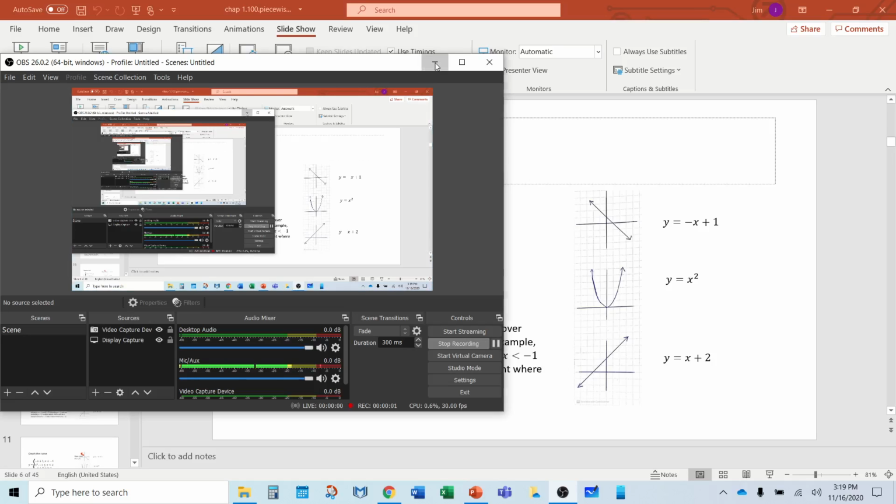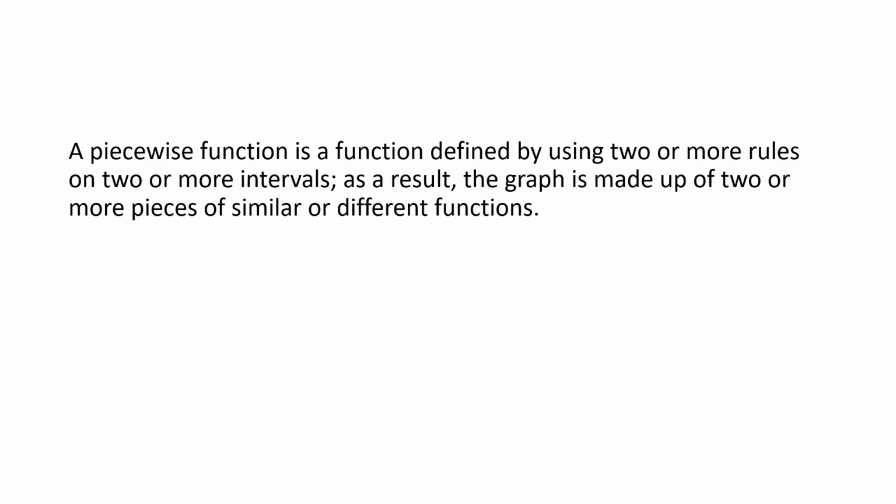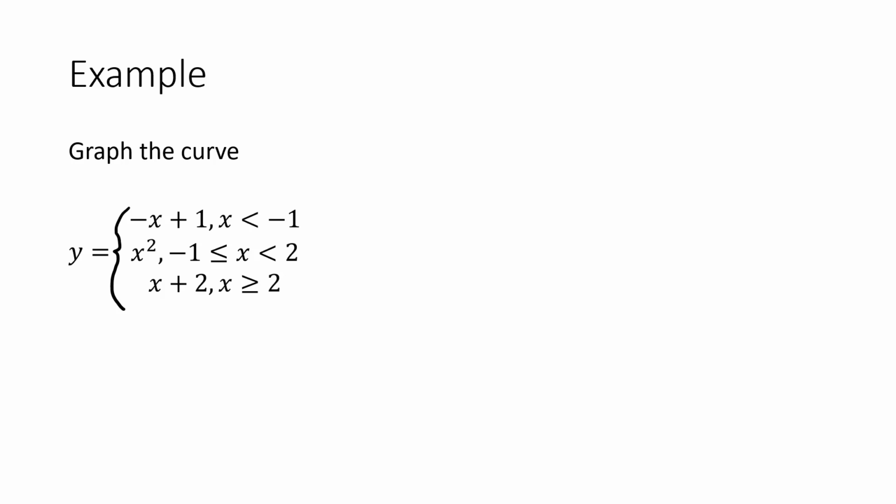In this lesson, we're going to talk about piecewise functions. A piecewise function is a function defined by using two or more rules on two or more intervals. As a result, the graph is made up of two or more pieces of similar or different functions. Let's say we want to graph this curve right here.